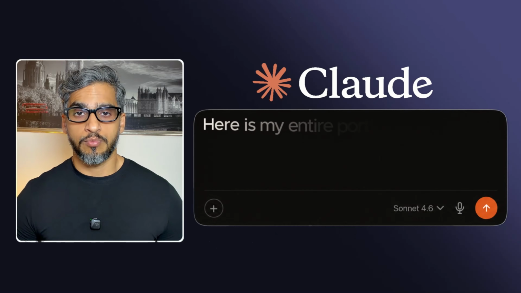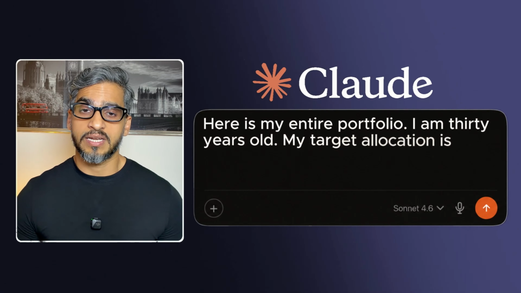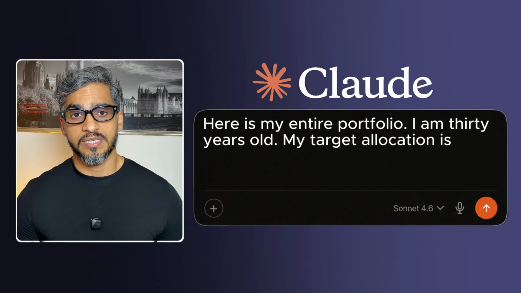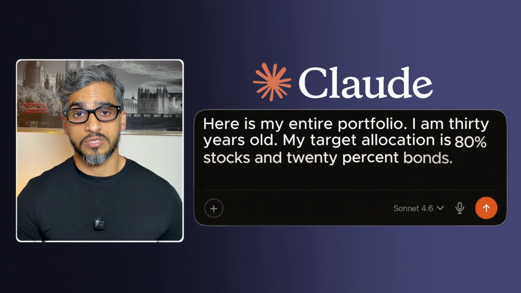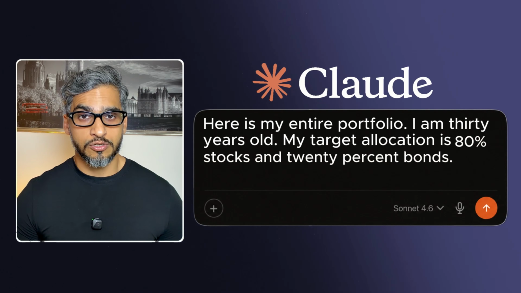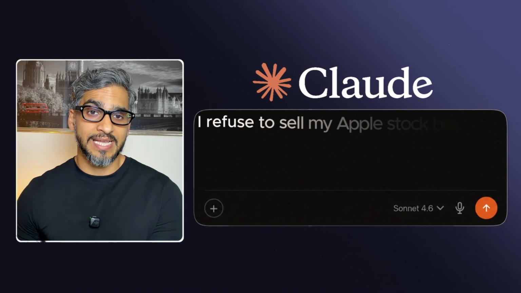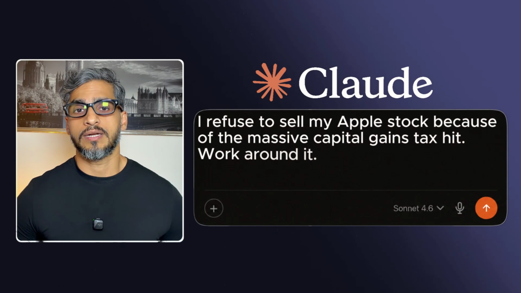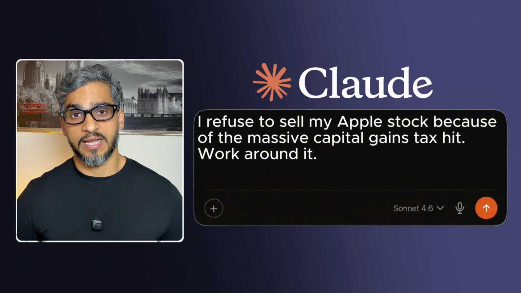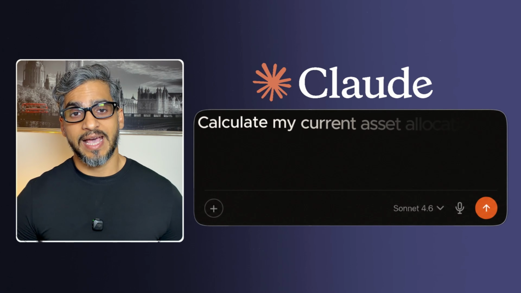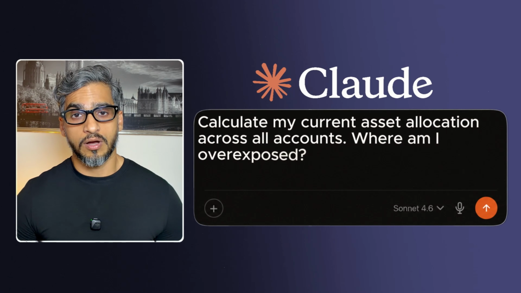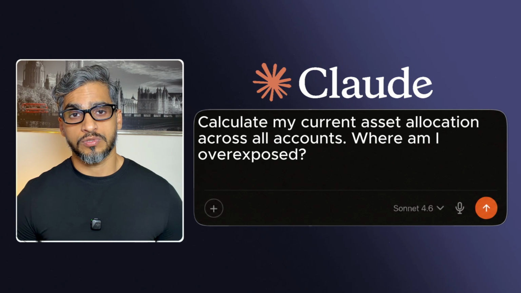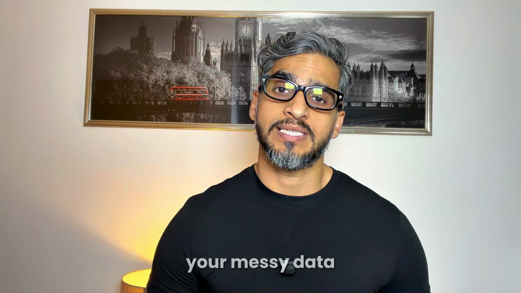Here is my entire portfolio. I'm 30 years old. My target allocation is 80% stocks and 20% bonds. I refuse to sell my Apple stock because of the massive capital gains tax hit. Work around it. Now ask for a gap analysis. Calculate my current asset allocation across all accounts. Where am I overexposed? The AI will combine your messy data and show you exactly where you are taking too much risk.